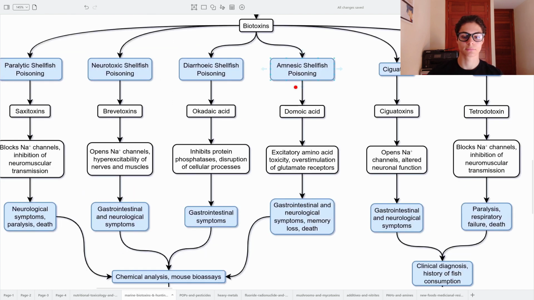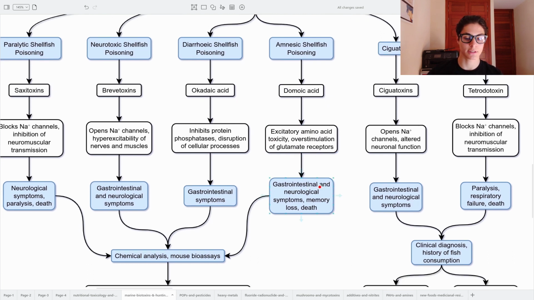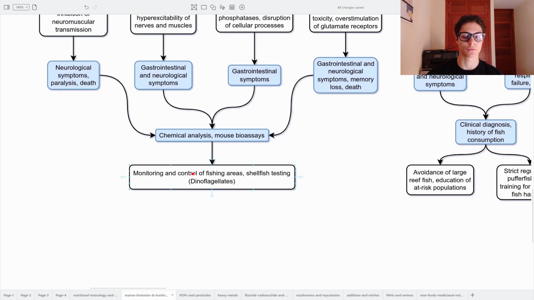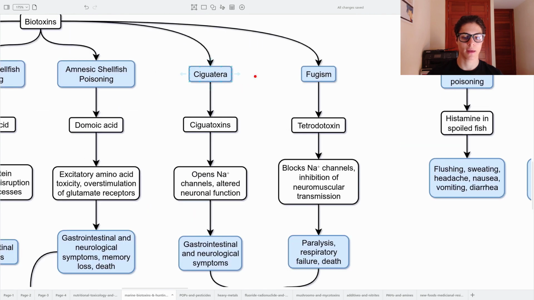And the amnesic one is due to the domoic acid. It creates an excitatory amino acid toxicity due to the overstimulation of glutamate receptors, leading to gastrointestinal and neurological symptoms, which includes, of course, memory loss, amnesic, and even death. The diagnosis and analysis are done with chemical analysis and mouse bioassays. And there is monitoring and control of fishing areas and shellfish testing, because these biotoxins are present in the dinoflagellates. Then we also have the ciguatera and the fugism.